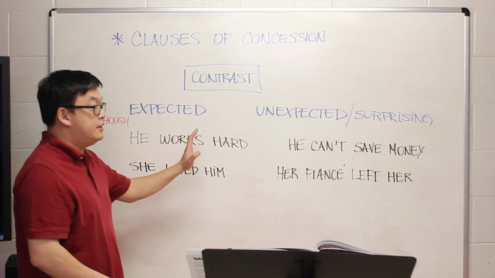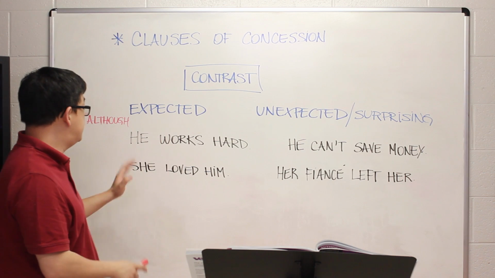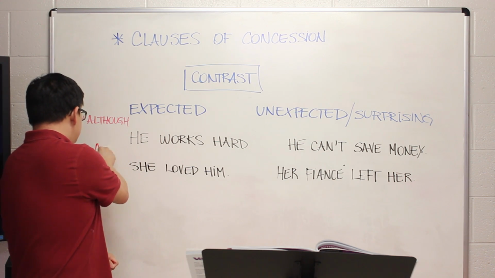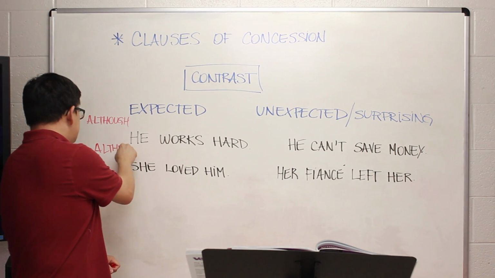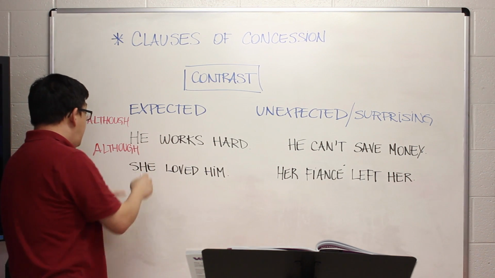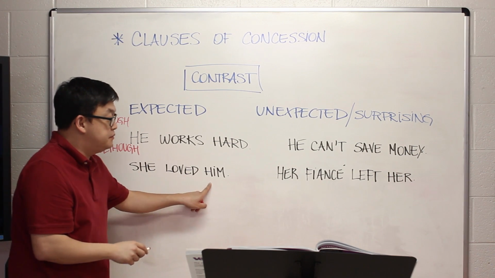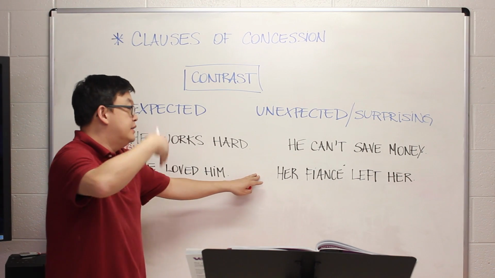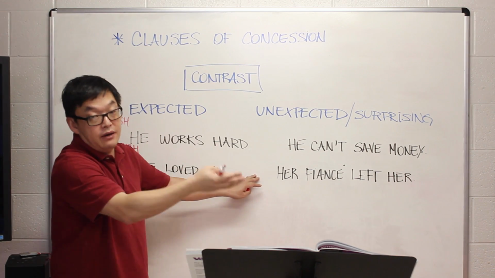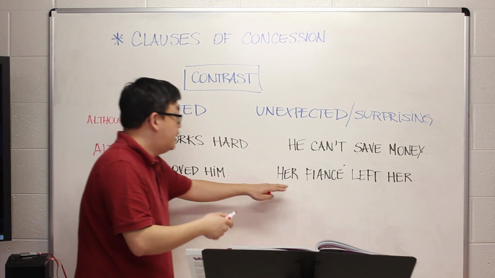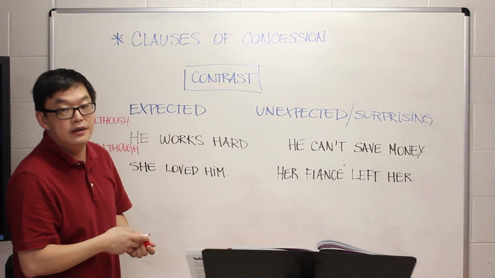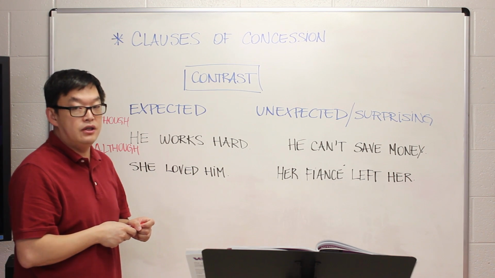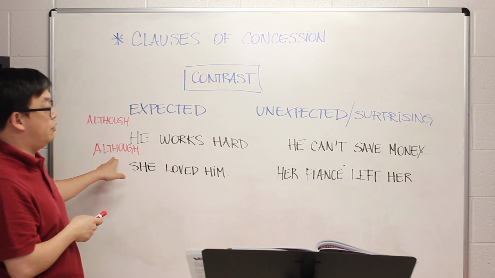So, look at this other example here. This is the same. The expected action. Although, this is what we know, this is the fact. Although she loved him, the unexpected happened. Okay? Sadly, however, as opposed to this one, her fiance left. Okay? So this is how you make clauses of concession, and you use although.